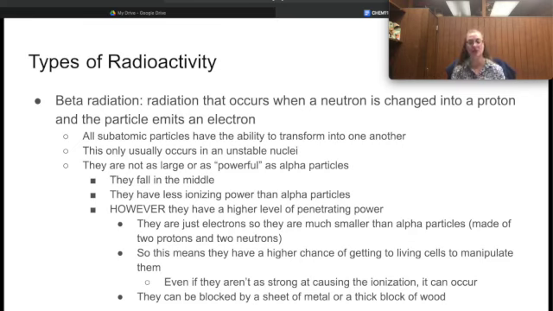Beta radiation, with these beta particles, aka electrons, can actually be blocked by a sheet of metal. Metal loves to take in electrons, that's its favorite thing. Or a thick block of wood or something like that. That should be enough to stop beta radiation in the end. So while it may do less to you, it's much harder to stop beta radiation from getting to you in the first place. Okay, let's talk about one last type of radiation here, and then we'll sum up what this all means in the end.